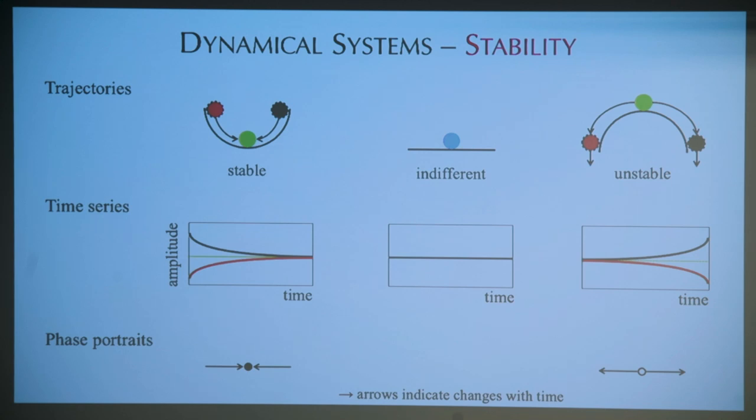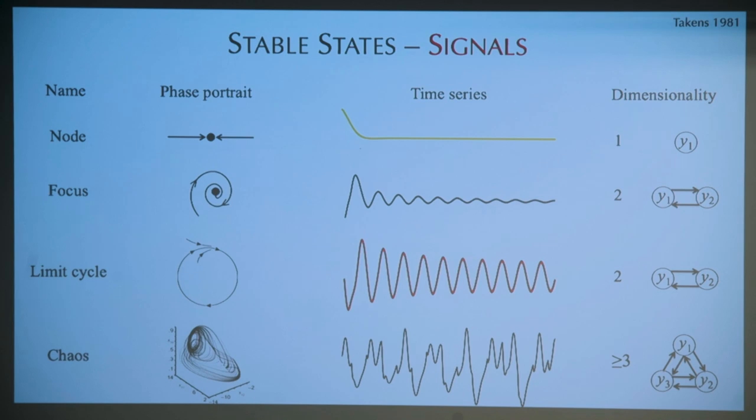So now to make a relation between signals and phase portraits, summarizing the different states that are possible, I will give you this table. We have the nodes. Just as shown before, these are stable states. Here that's a stable node, so we see this exponential behavior, and then it's a constant in the end. For this we need only one variable to describe. It's like a movement like that.